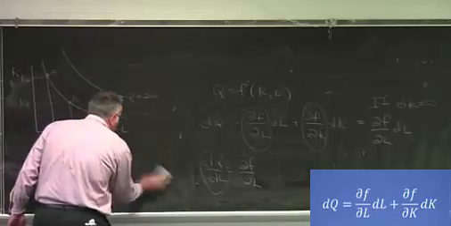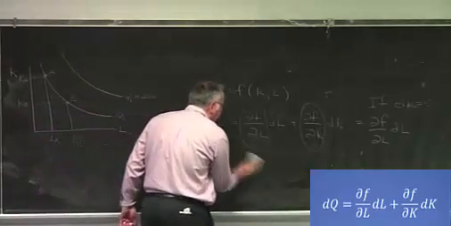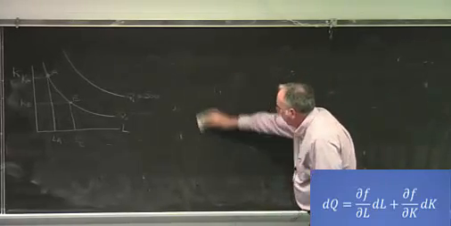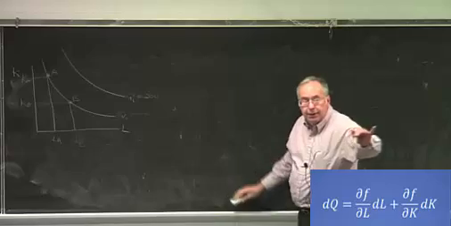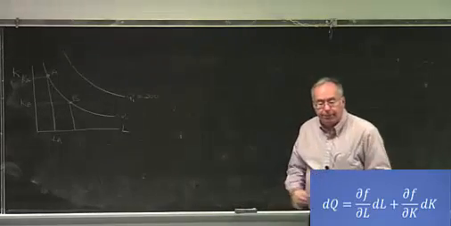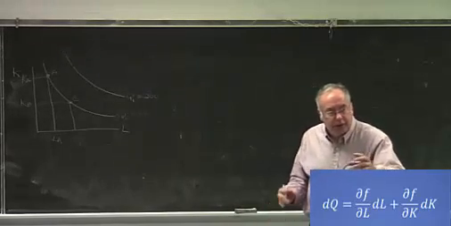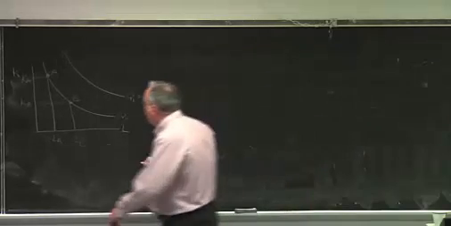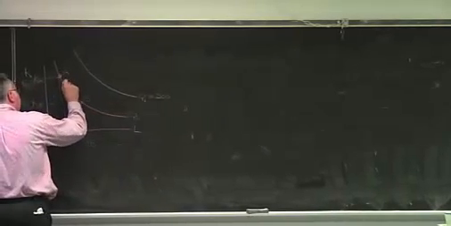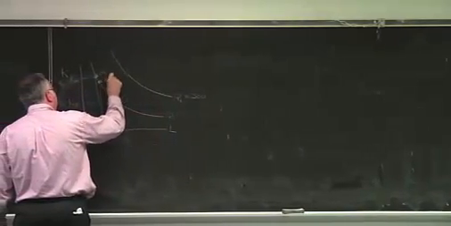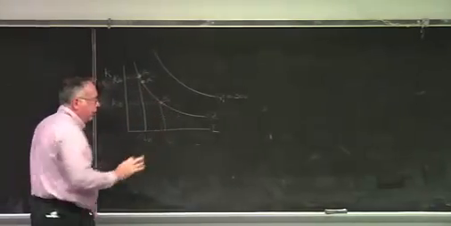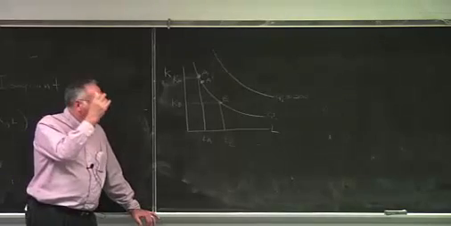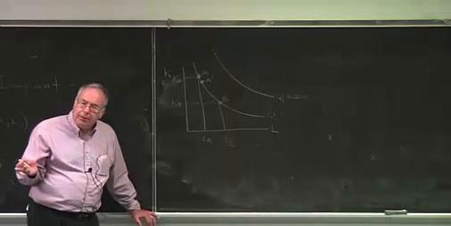Along an isoquant, what is dq? As you move along a given isoquant, dq is 0, because by definition, if you move along a given isoquant, output is staying the same. If we move from point A to some point nearby, A prime, but we're on the same isoquant, then dq is 0. In fact, as you move along an isoquant, dq is 0.